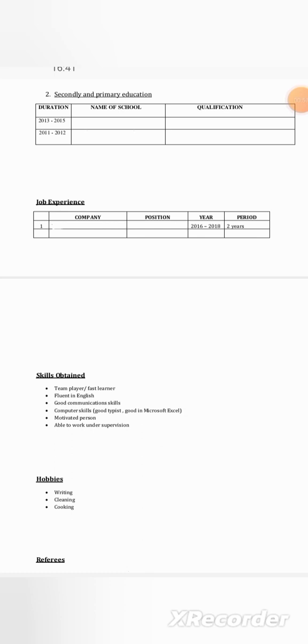Then the second category is the primary and secondary school education. That's where you write the name of school, the duration of those studies, and the qualification that was obtained. If it's a certificate, GCE, or anything that was obtained, or the outcome of those studies.